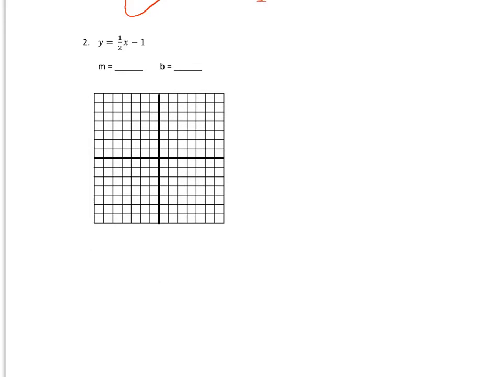Okay, number 2, it's already in slope-intercept form for me. The b value, don't forget the negative before, that's -1. Good thing about the slope, it's already written as a fraction. It's 1 over 2.